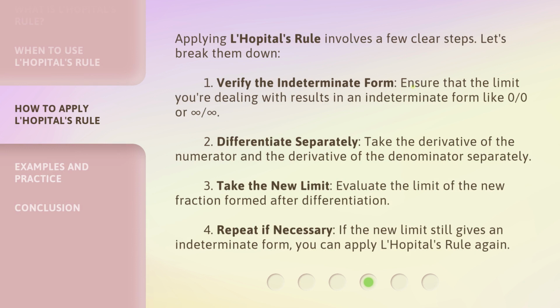Applying L'Hopital's rule involves a few clear steps. Let's break them down. 1. Verify the indeterminate form. Ensure that the limit you're dealing with results in an indeterminate form like 0 over 0 or infinity over infinity. 2. Differentiate separately. Take the derivative of the numerator and the derivative of the denominator separately. 3. Take the new limit. Evaluate the limit of the new fraction formed after differentiation. 4. Repeat if necessary. If the new limit still gives an indeterminate form, you can apply L'Hopital's rule again.